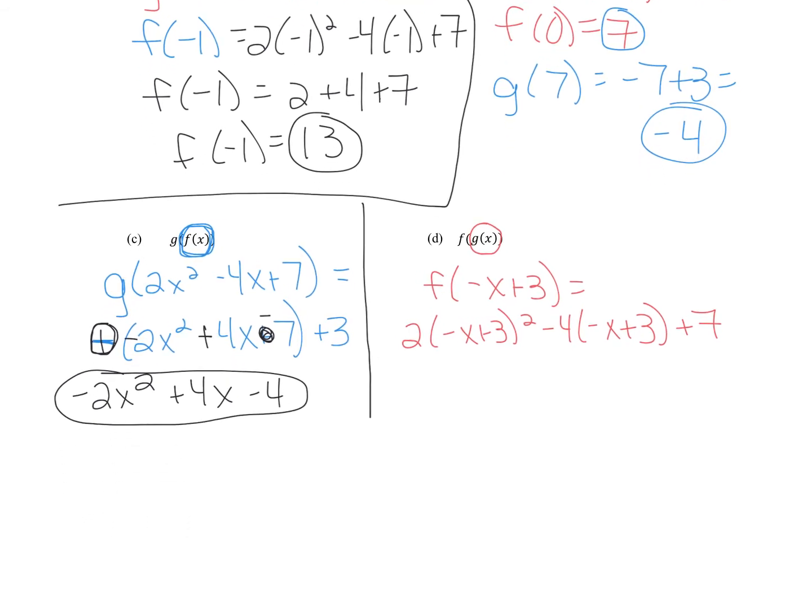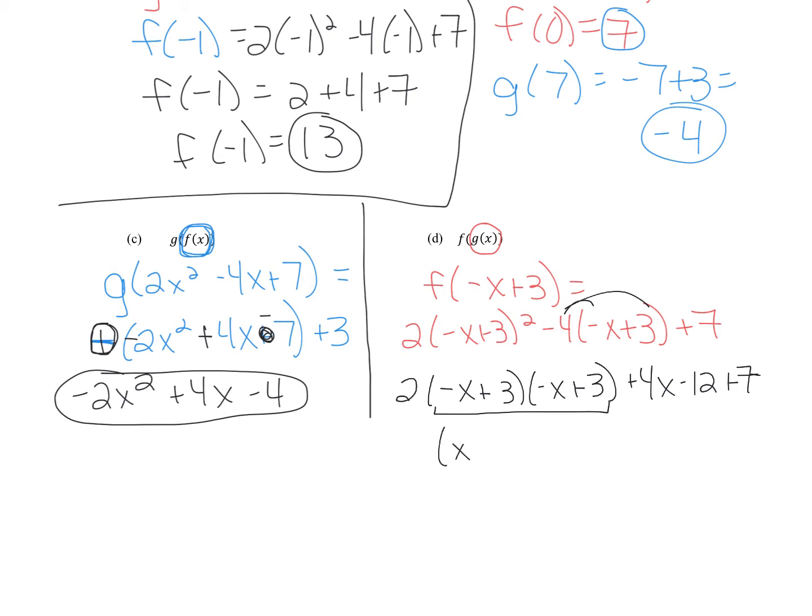I'm just going to move this up a bit so we can do that. So I have to write the binomial twice to square it. When I distribute here, I get positive 4x minus 12 plus 7. And then from here, I'm going to do this part in my head. I get positive x squared, a negative 3x and a negative 3x from those two, so negative 6x, and then plus 9.